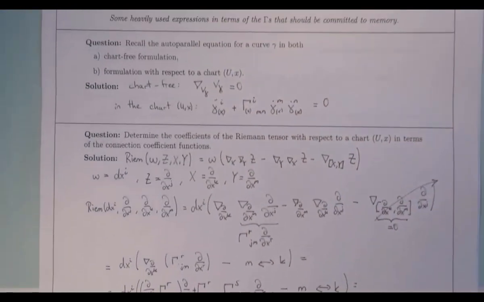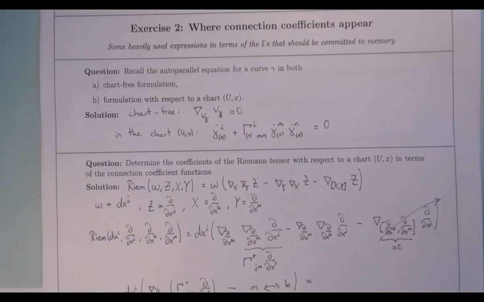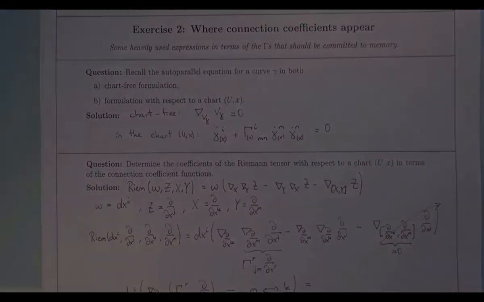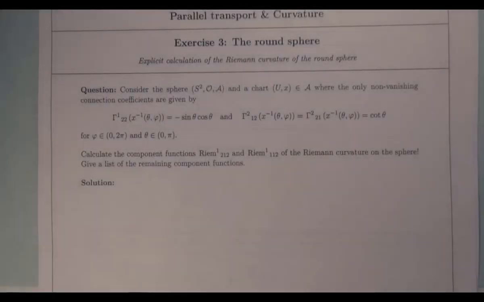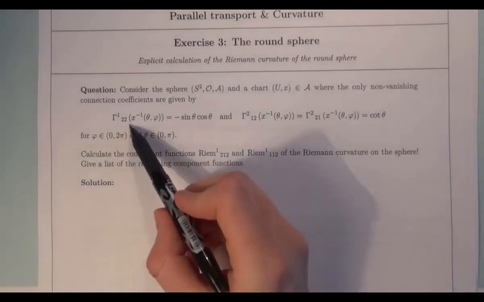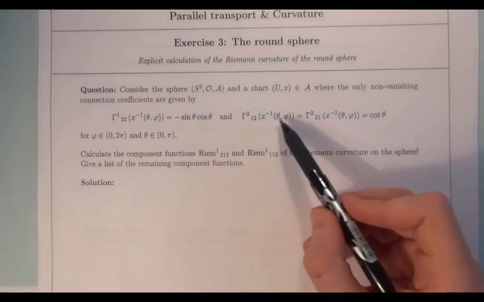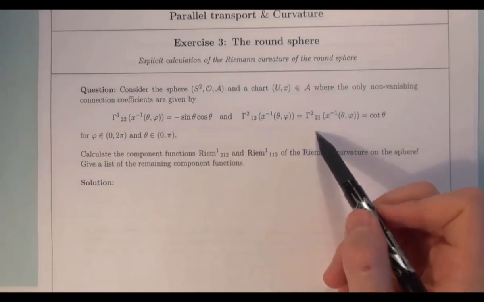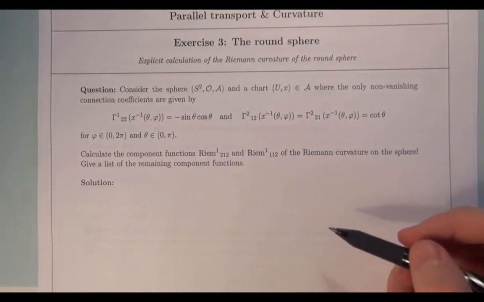So this exercise provided you with some very useful formula that you should remember. Now we come to exercise 3, the round sphere, where we want to explicitly calculate components of Riemann curvature for the round sphere. So we consider the round sphere and a chart where the only non-vanishing connection coefficients are given by gamma 1, 2, 2 and gamma 2, 1, 2, which is equal to gamma 2, 2, 1, so we live on a torsion-free connection.